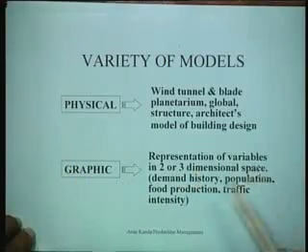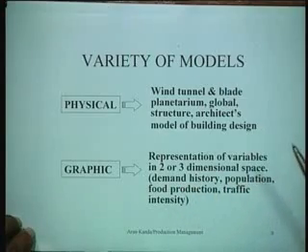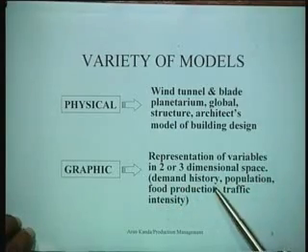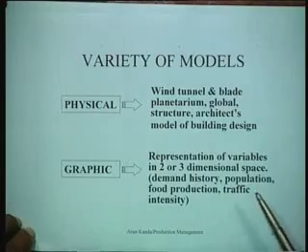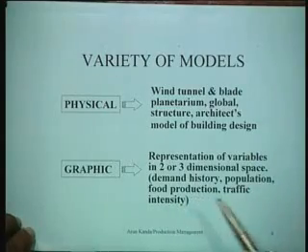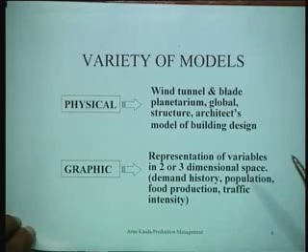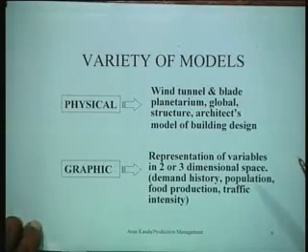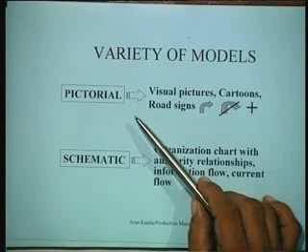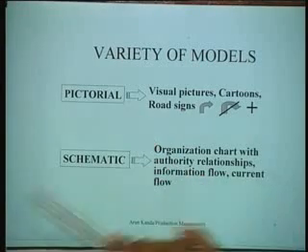Models could be graphic, such as representation of variables in 2 or 3 dimensional space, such as the history of demand plotted versus time, population, food production, traffic intensity. All such important graphs are graphic models which give you some idea of how the variable of interest is actually behaving. The models could also be pictorial.